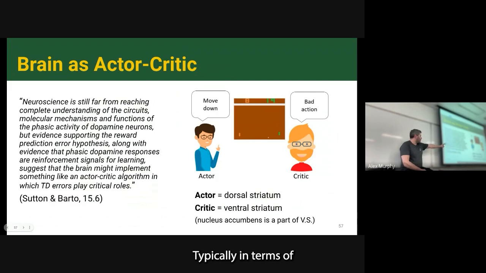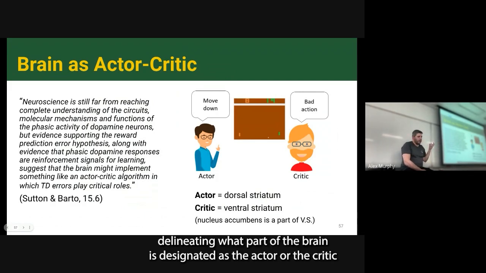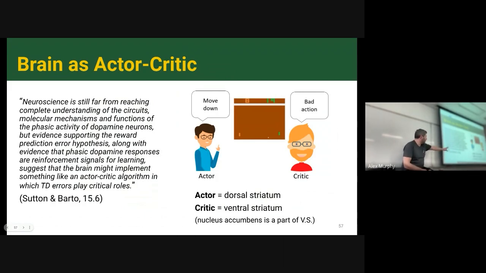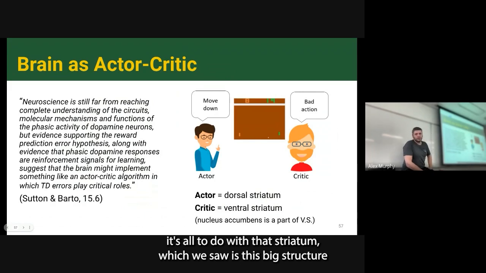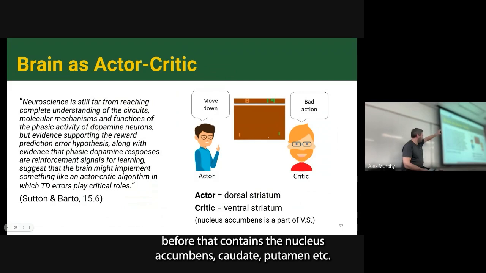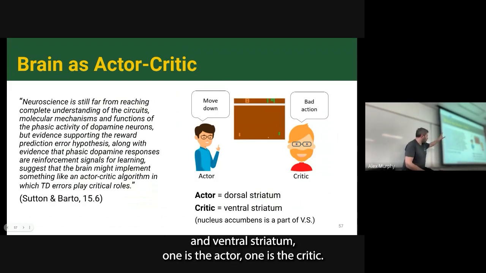So typically, in terms of delineating what part of the brain is designated as the actor or the critic, it's all to do with the striatum, which we saw is this big structure before that contains the nucleus accumbens, caudate, putamen, etc. And so we have the dorsal striatum and the ventral striatum. One is actor, one is critic.